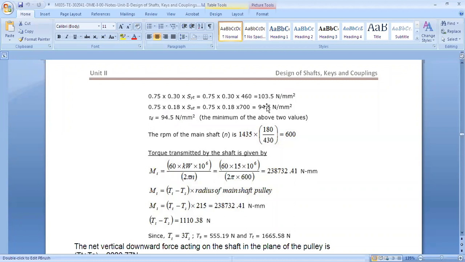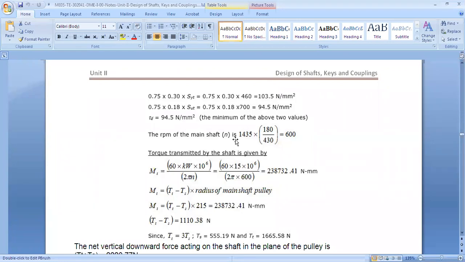So out of these two, the minimum is 94.5. So we are going to say our allowable shear stress in the shaft, as per the ASME code, is 94.5 Newton per mm square, right? Is everybody clear now? This is the first step.